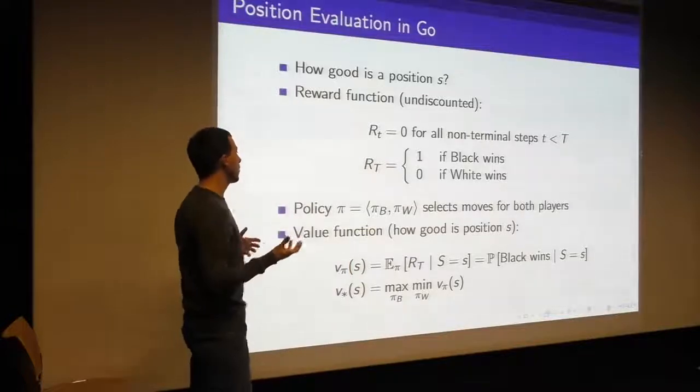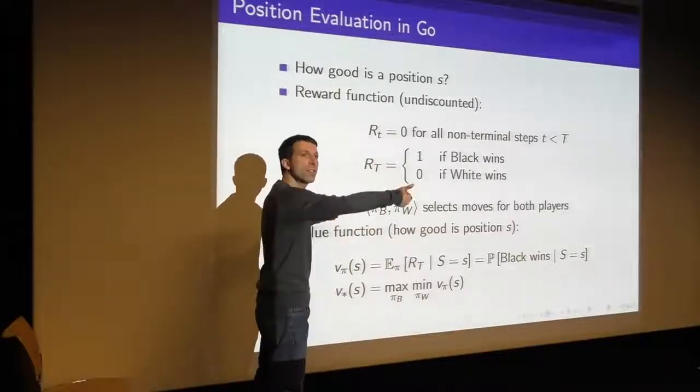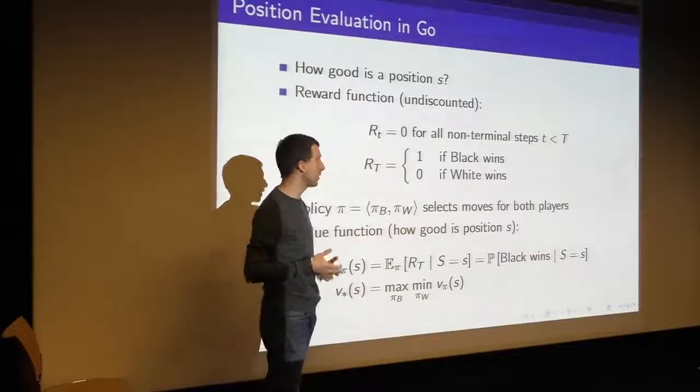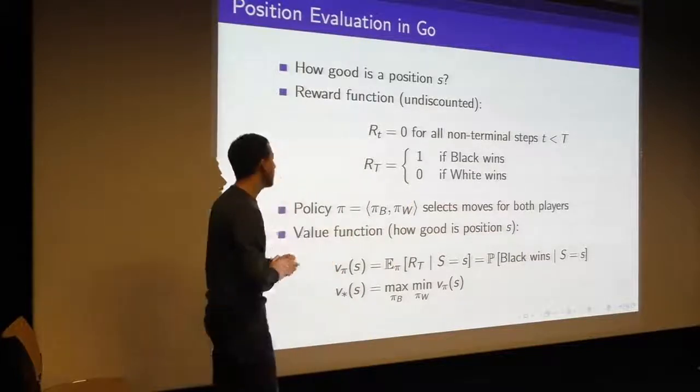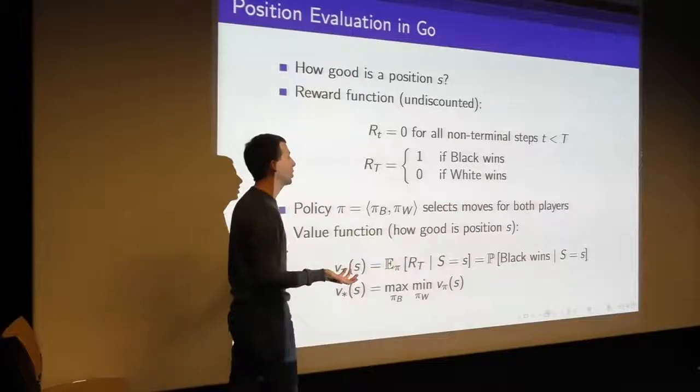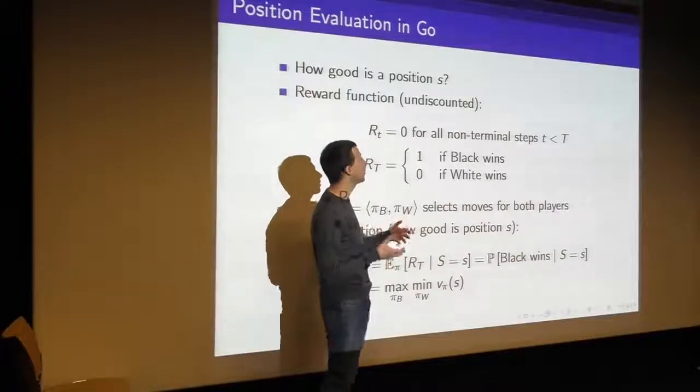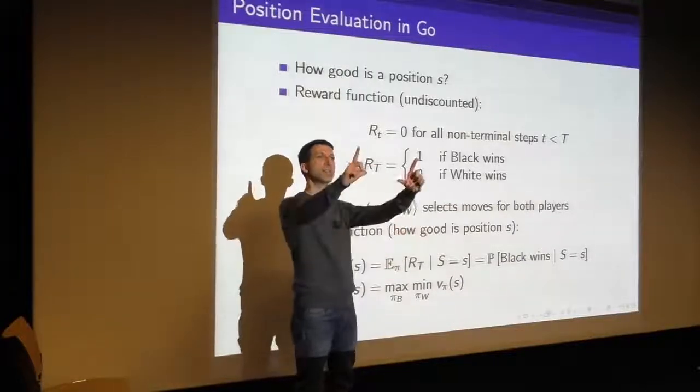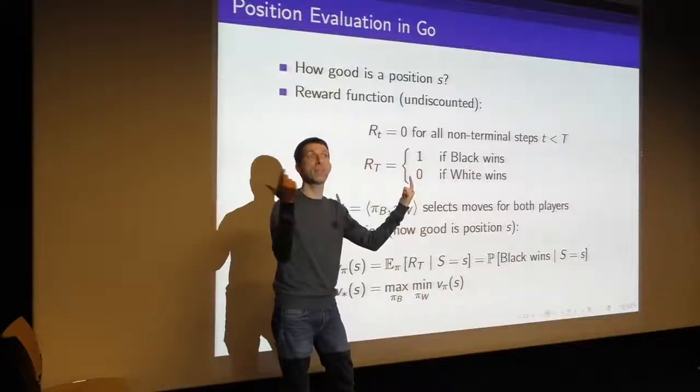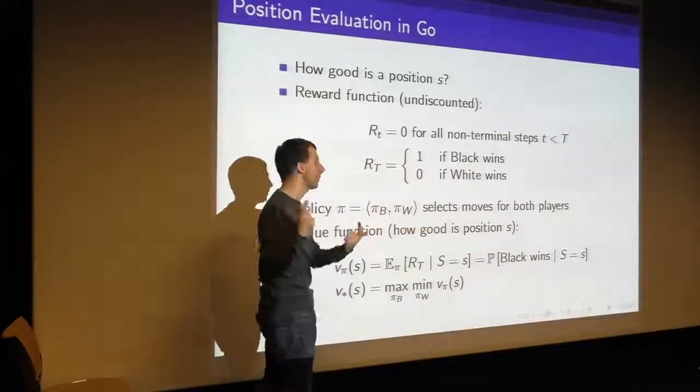Then we're going to consider policies for both sides. We're going to do this by self-play. We're going to pick actions for both sides. We're basically going to try and learn a value function, which essentially tells us how good is some position S. If I show you this board configuration, is it good? Is black going to win or is white going to win? I want to know if this thing's good.